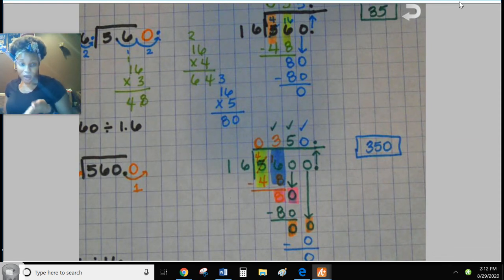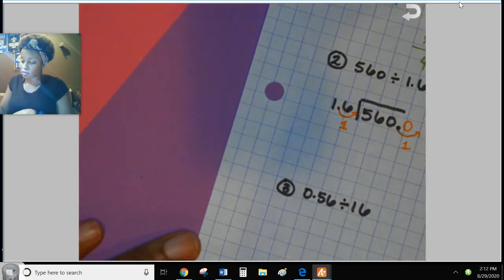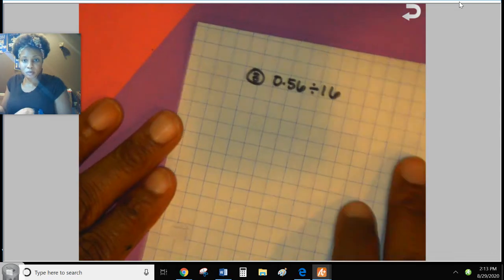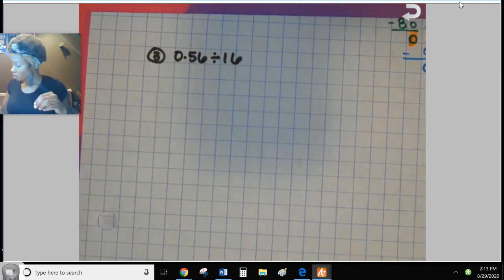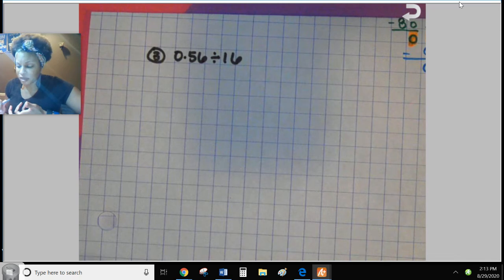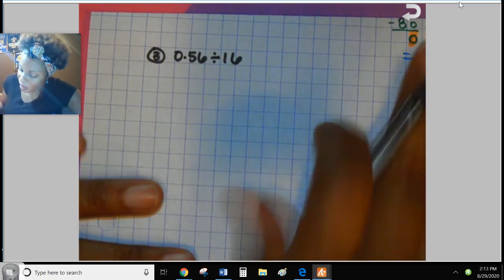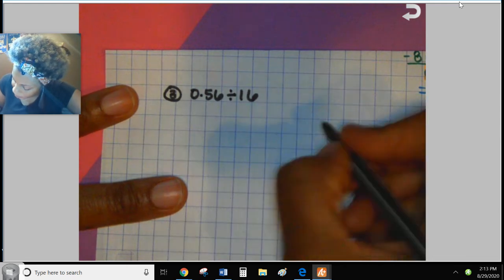So 2 down, 1 more left to go. See if I can get my paper situated. Okay, there we go. So our last problem here says 5,600 divided by 16. So this problem is different, right? We don't have a decimal in the divisor. This may look like it's going to be pretty easy. So let's rewrite our problem.